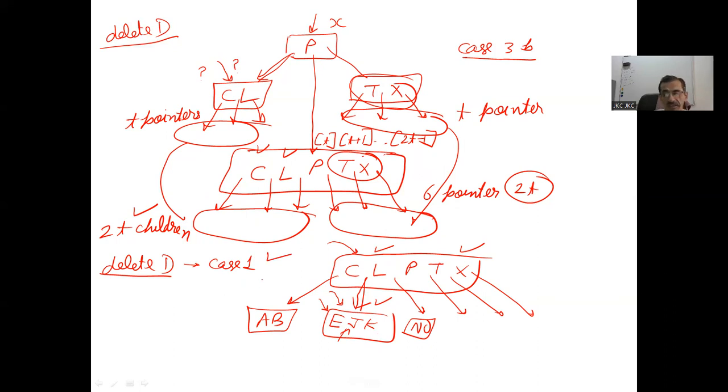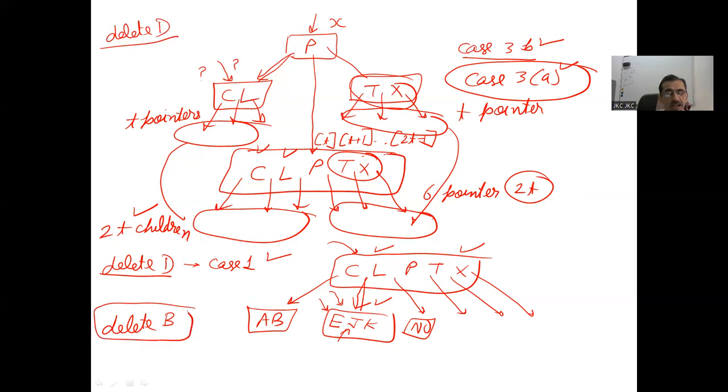Delete D covered. So we have not yet got an example of case 3A. The 3B case we have seen and it worked. Case 3A is still remaining. So we will be able to see case 3A now also. Let's say now I try to delete B. So let's go for the last case for today's discussion.